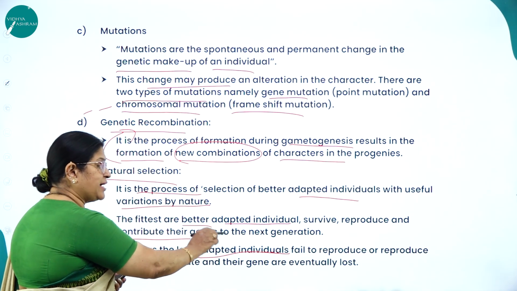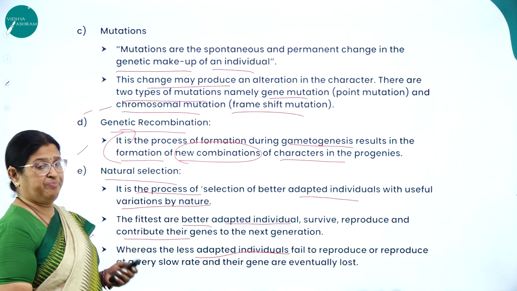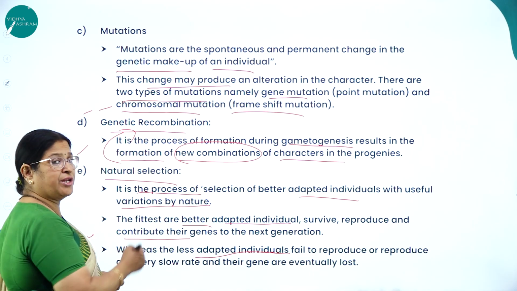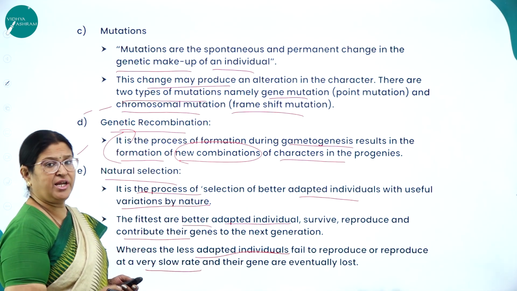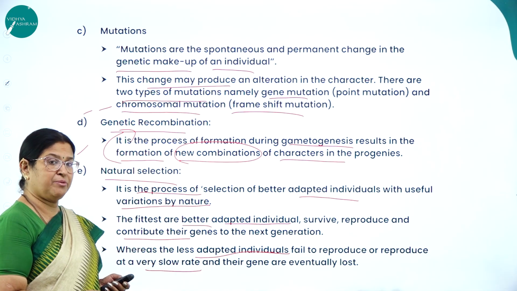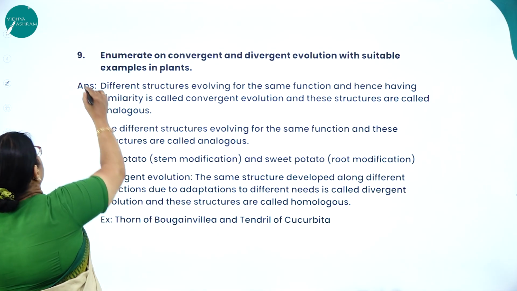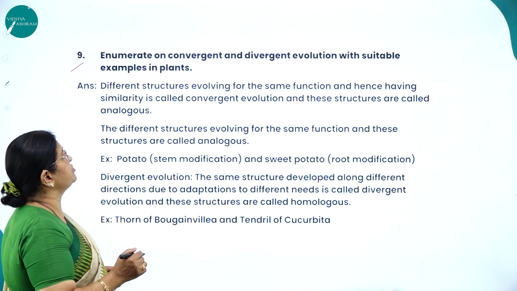Whereas the less adapted individuals, the individuals which are not able to adapt to the changing environmental conditions, fail to reproduce or reproduce at a very slow rate and their genes are eventually lost. So all these are the factors which affect the Hardy-Weinberg principle. Next, question number 9. Enumerate on convergent and divergent evolution with suitable examples.